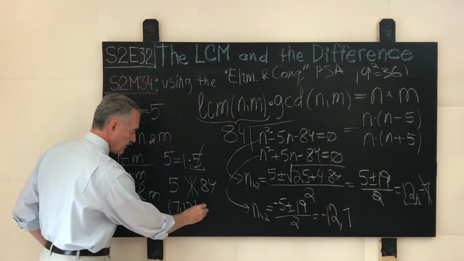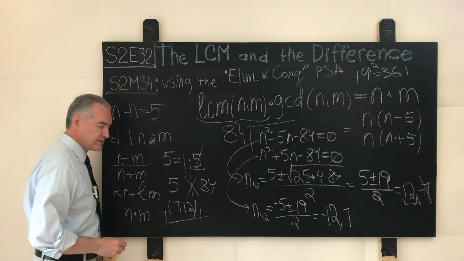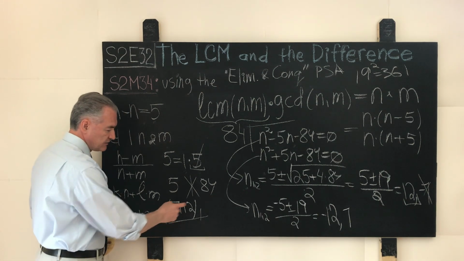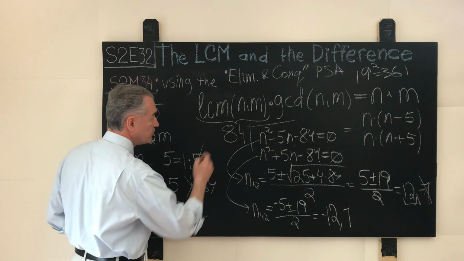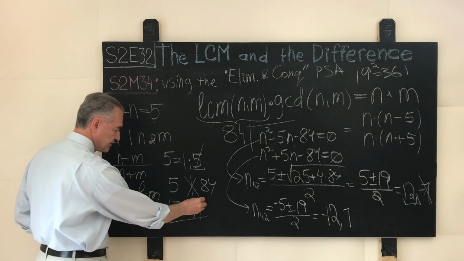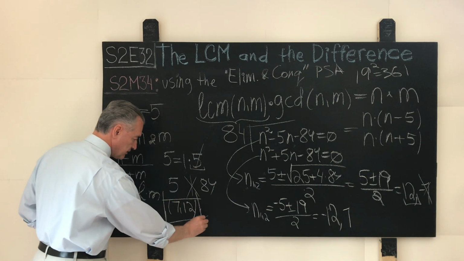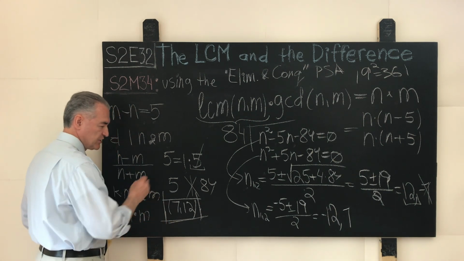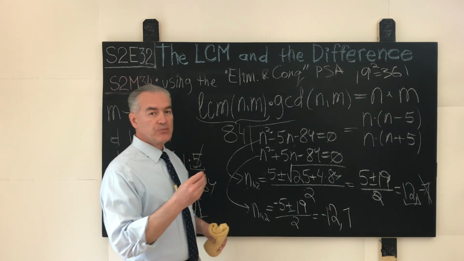So in other words, we have one and the same suspect either way. 7 times 12 is 84 precisely. So the answer is again 7 and 12, precisely what we obtained in the previous segments.